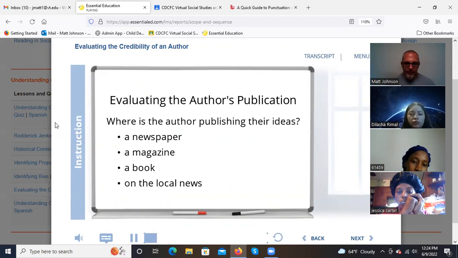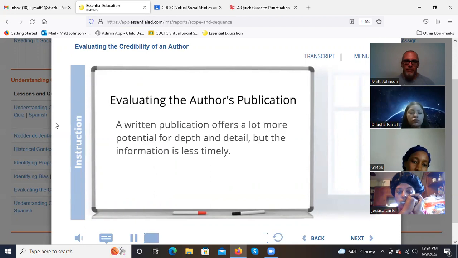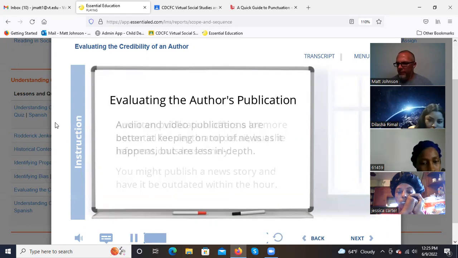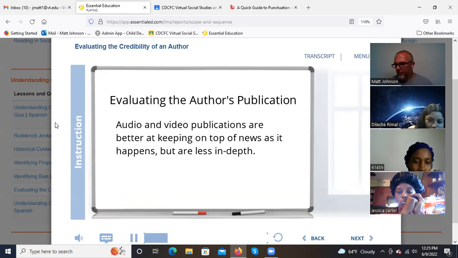Each type of publication has its strengths and weaknesses too. A written publication offers a lot more potential for depth and detail, but the information is less timely. You might publish a news story and have it be outdated within the hour. Audio and video publications are better at keeping on top of news as it happens, but are less in-depth.